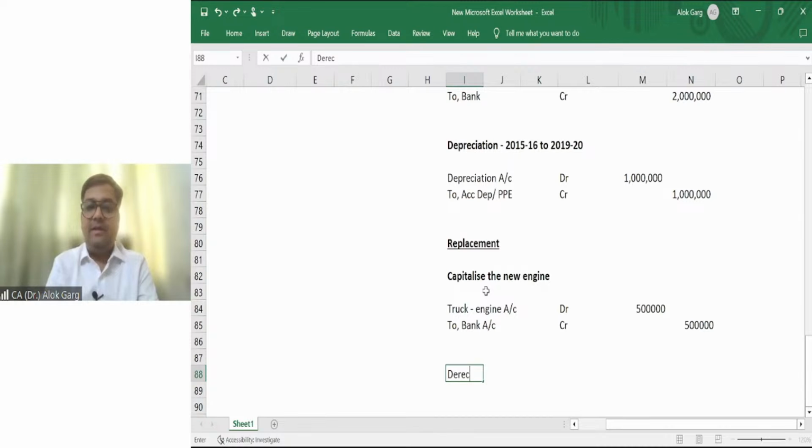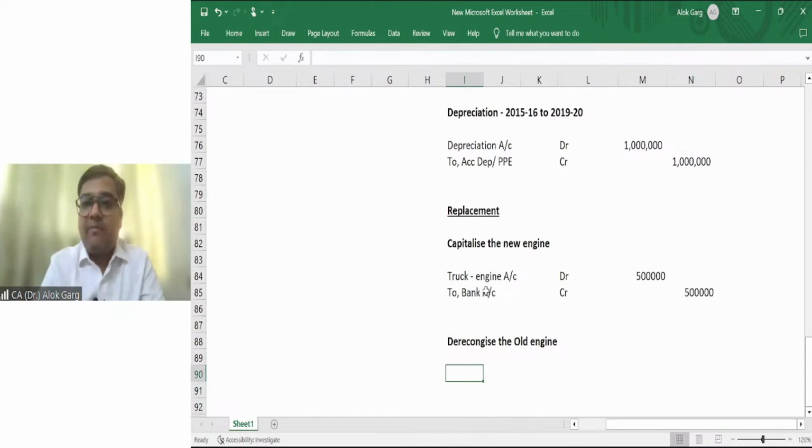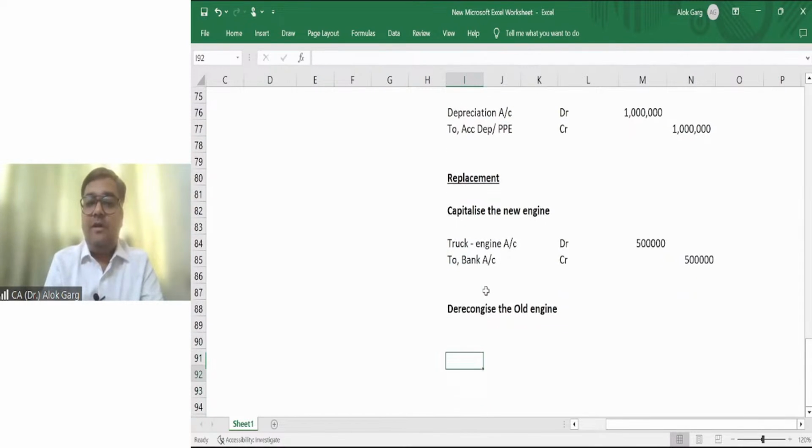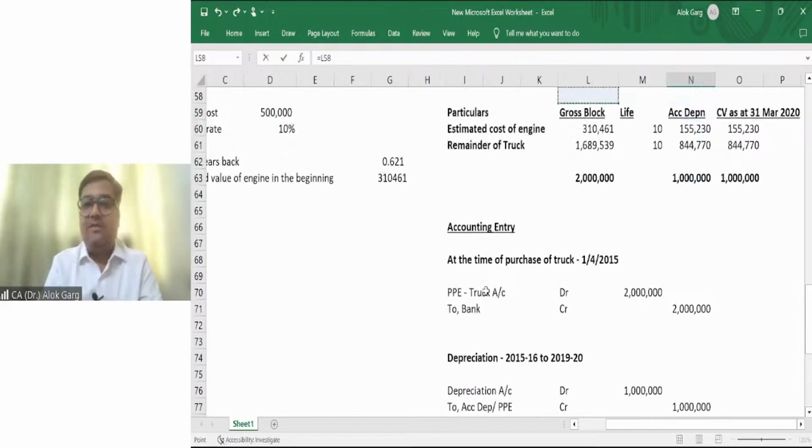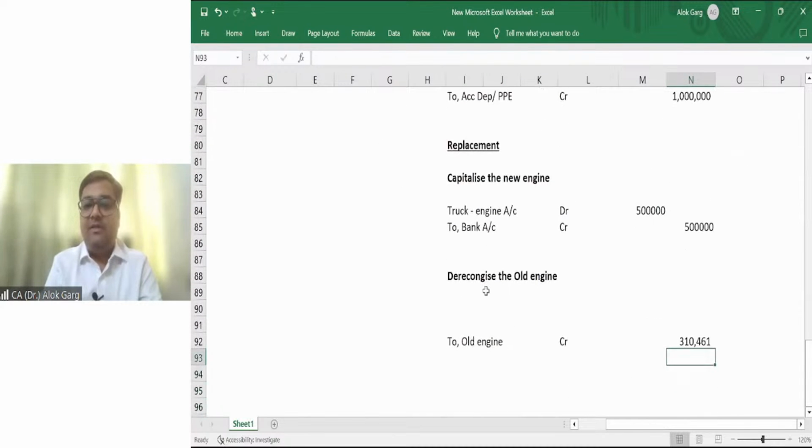Now derecognize the old engine. How to derecognize the old engine? You need to credit the old engine. What is the value of the old engine? You remember when you capitalized the old engine, the estimated value was 3,10,461. This is your gross block. Old engine, this is your gross block, right?